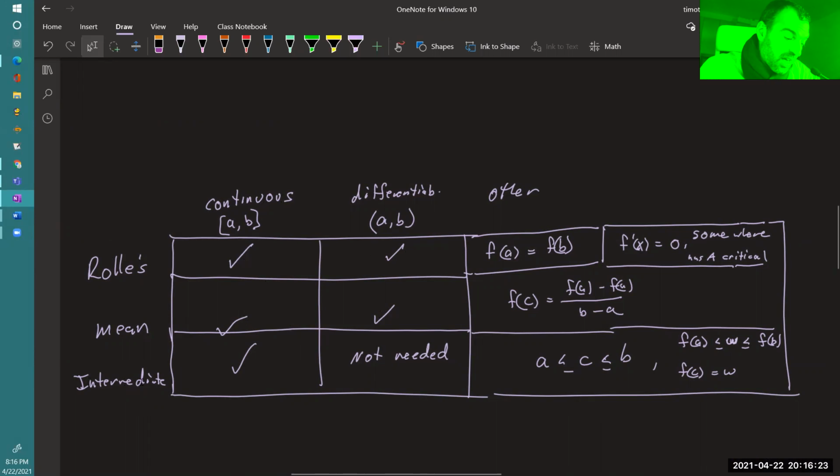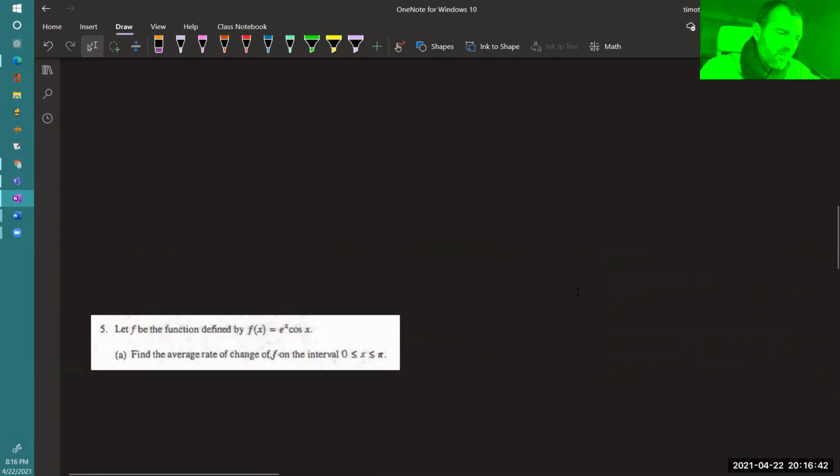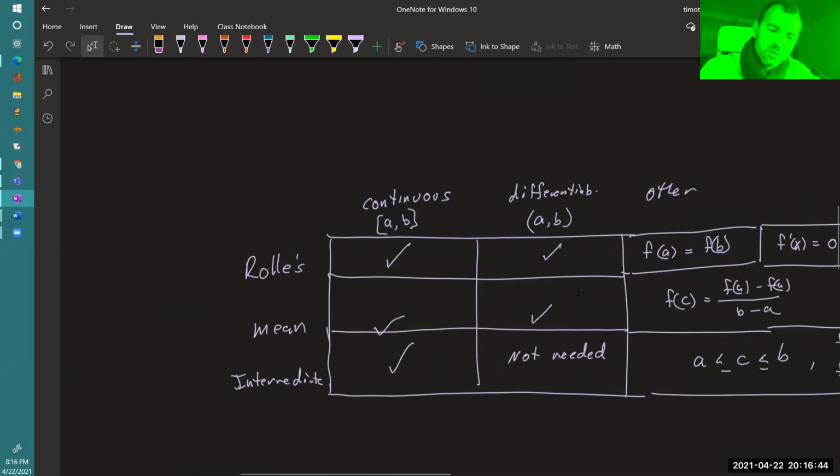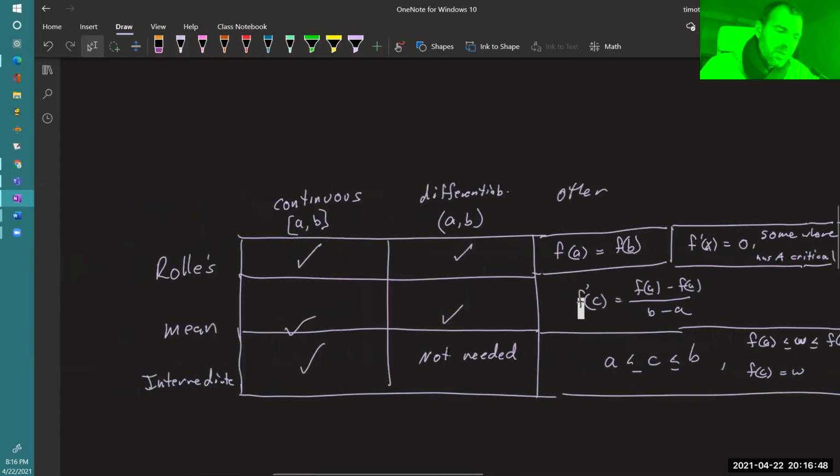The intermediate value theorem only needs to be continuous. And here are some notes about those different things. The mean value theorem means that there is a value c such that it's the average there. Ooh, f prime of c. I think I missed my prime there.